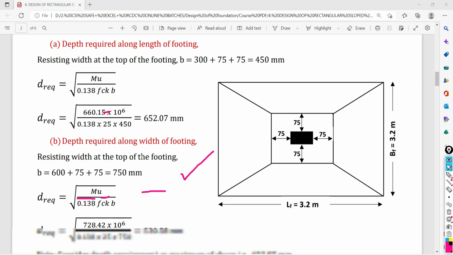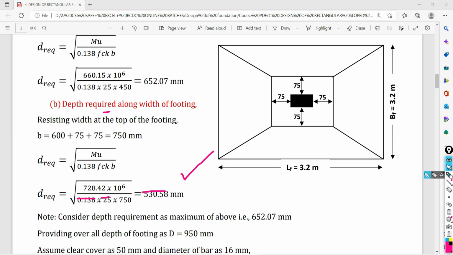Same calculation you have to do along the width. Along the width, we need the resisting width at the top of footing. So along the width we are going to do the calculation, and we need to consider this span. This is 75 plus 75 and this side of your column, that is 600. So I am going to put here the resisting width at the top of the footing as 600, 75 plus 75.